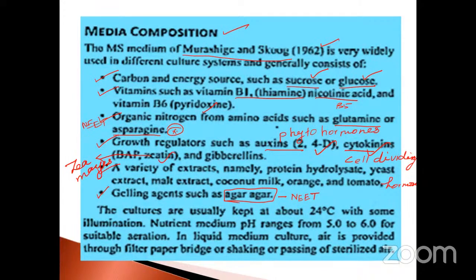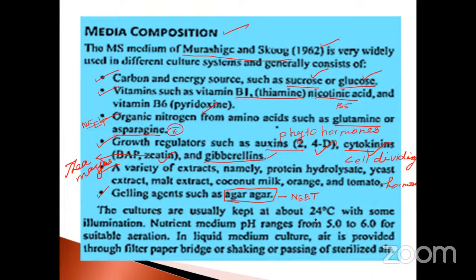Zeatin is obtained from one of the plants called maize, M-A-I-Z-E, in Tamil we call it makkacholam. Gibberellin is also very, very important, my dear. The variety of extracts, namely protein hydrolysate, yeast extract, malt extract, coconut milk, orange and tomato. These are the important points, my dear.